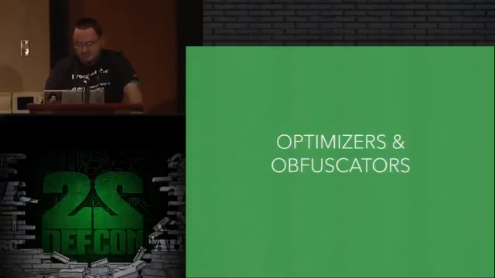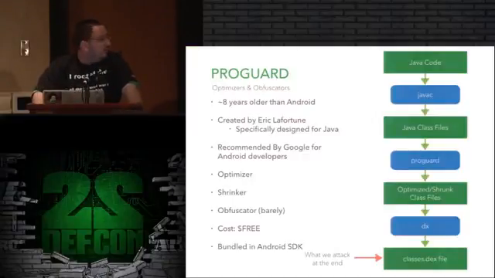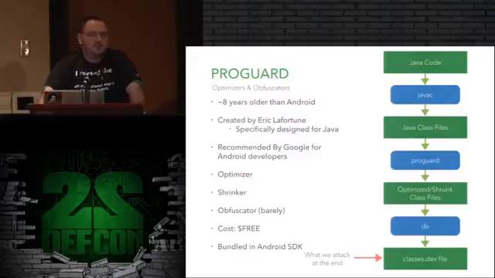Optimizers and obfuscators. ProGuard is pretty much what I want to talk about first. It's like the de facto standard for Android. After I did a little write-up on breaking their licensing system, Google packed it in their SDK, so most Android apps use it.